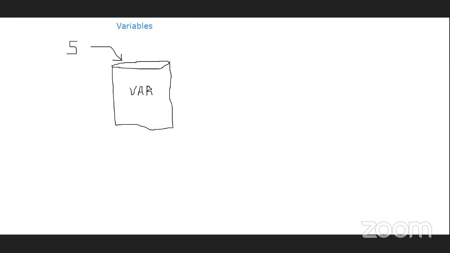So every time the program needs the value number 5, it will be able to get it from the variable, the container. So we are able to get the value number 5 from this. Let me illustrate this in Python.